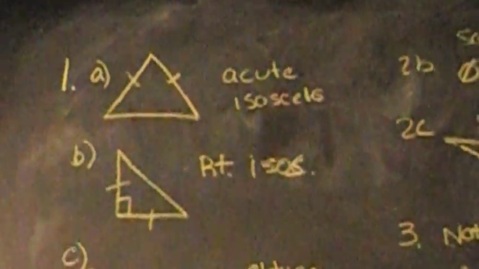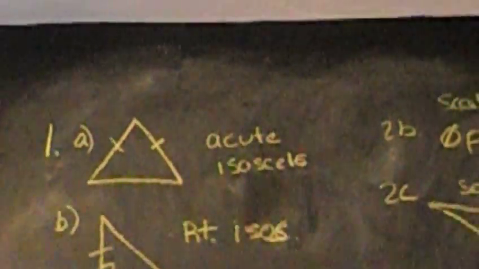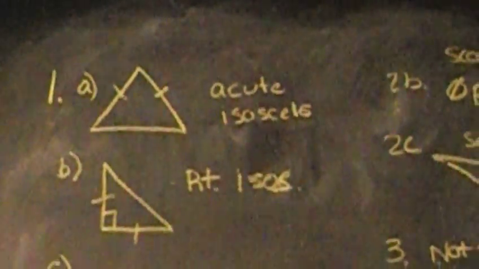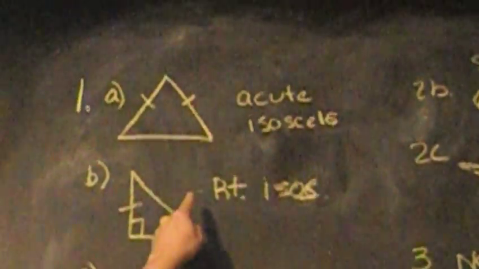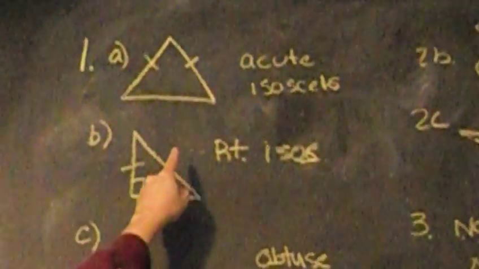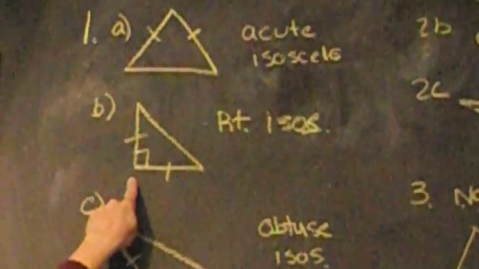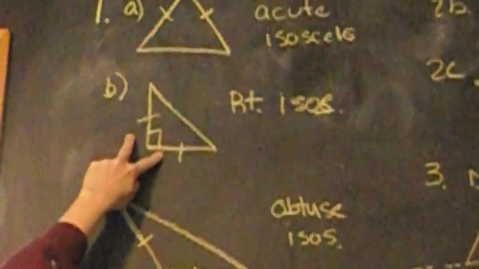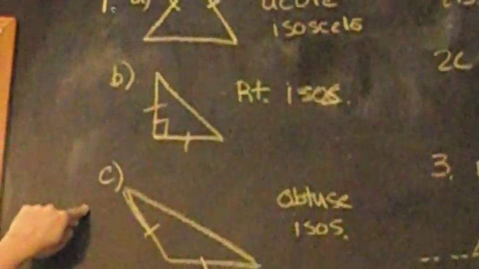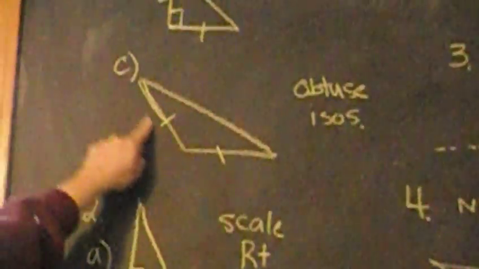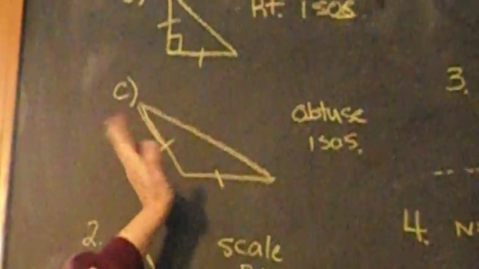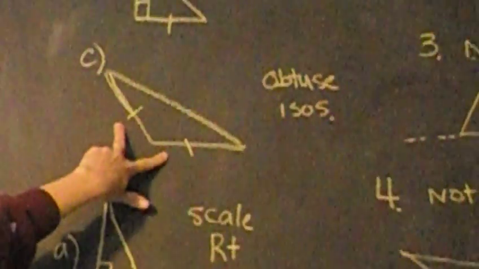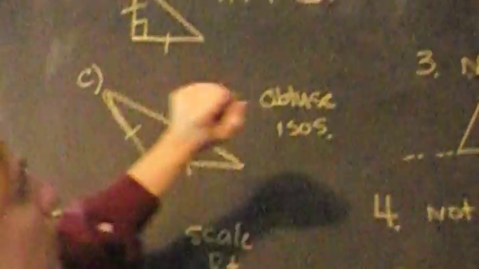Acute means all the angles are less than 90. And isosceles means that two of the sides have to be equal in length. So I drew a cute little acute isosceles triangle. B is right isosceles. You've got one right angle, two sides that are equal in length. C is an obtuse isosceles. When you draw obtuse, it always has to be greater than 90 degrees. Then you have two sides that are equal in length.